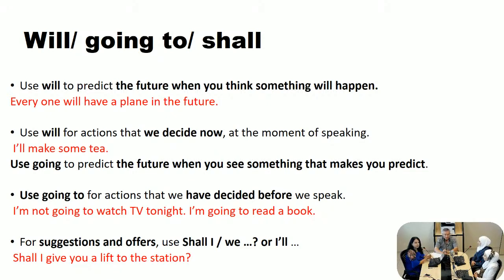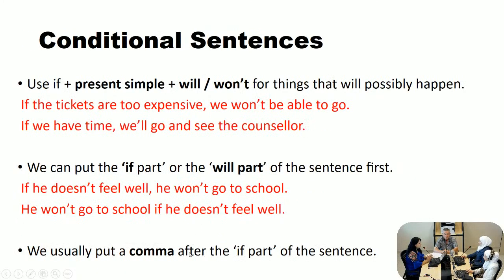Another idea we have in Unit 7 is that to make suggestions and offers, we usually use shall I or I'll. Like, shall I give you a lift to the station, or I'll help you. In this way, I am using will not for predicting, but for offering help. Give you a lift means I can take you in my car. Next slide, Ms. Samaher, please.